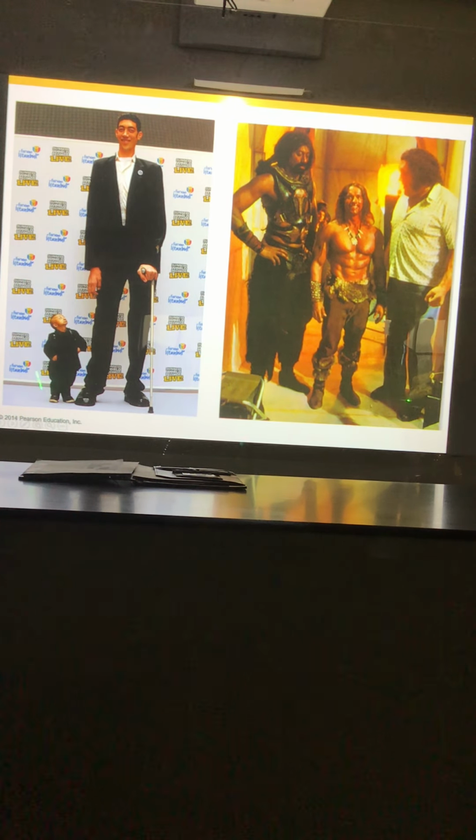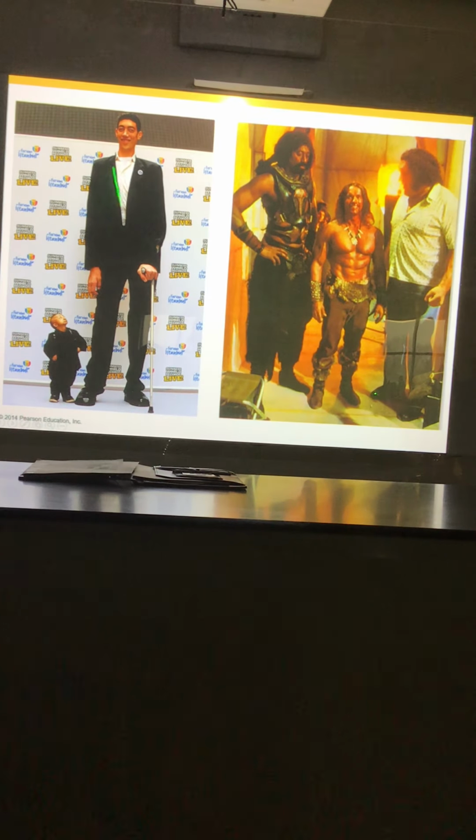Guy on the left, I believe that's pituitary dwarfism. So this is a full-grown adult male, but he is incredibly short because he does not produce appropriate amounts of growth hormone, or alternatively, his body doesn't make cartilage in the appropriate fashion for him to grow larger.